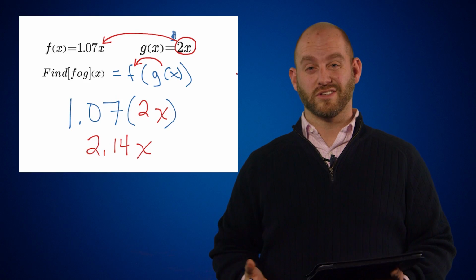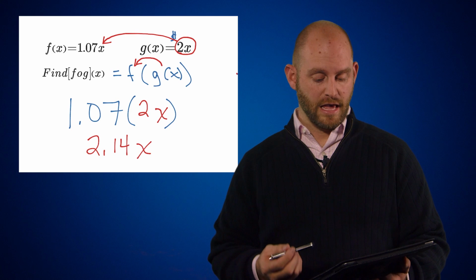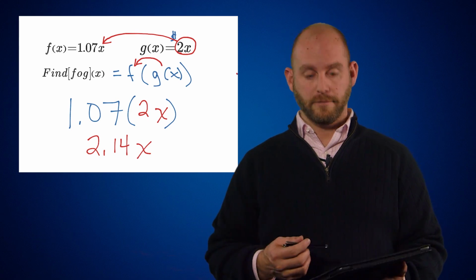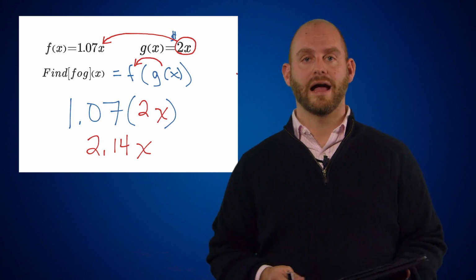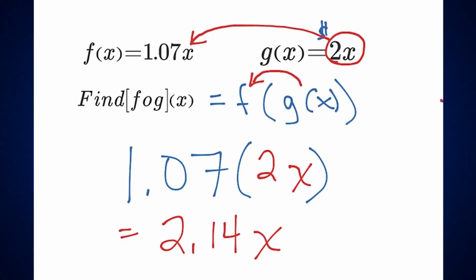2.14x. So what does this tell me in terms of the problem? It tells me that I'm going to pay $2 per bag, plus the additional sales tax for each bag that I buy. So this would be considered the composite function f of g of x.